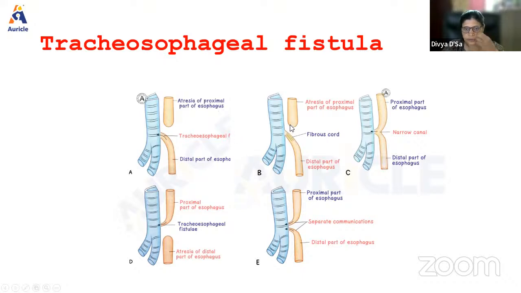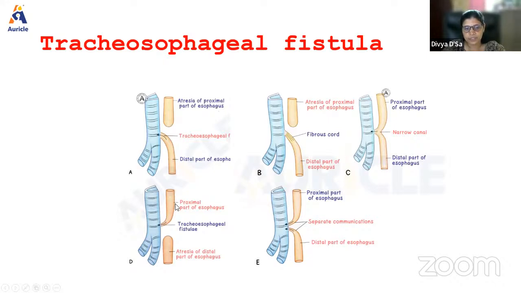Then here, if you see, the distal part will not communicate. Instead, it will be attached like a fibrous cord. In the third type, both the proximal part as well as the distal part will form a narrow canal and it will communicate with the trachea.